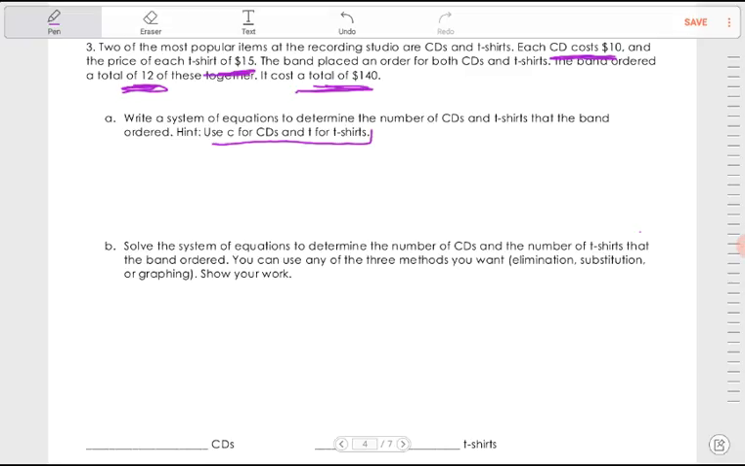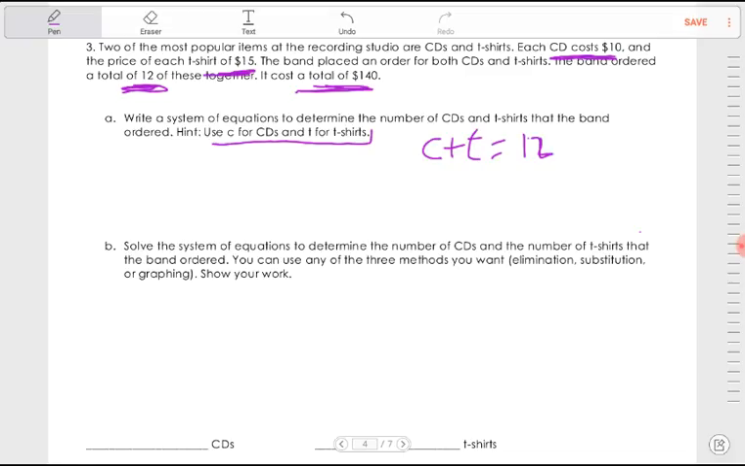So our first equation is going to be the number. So how many of these items do they order? They order a total of 12. So our CDs plus our t-shirts is going to be 12.